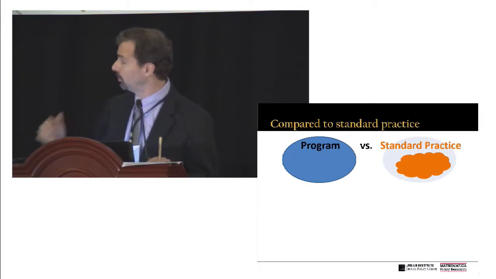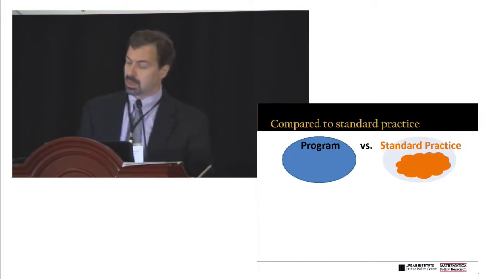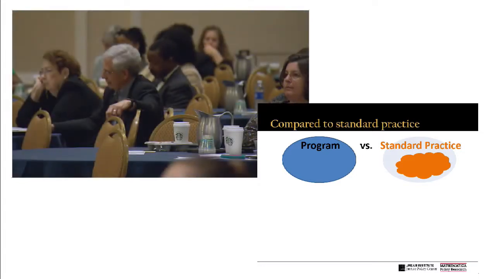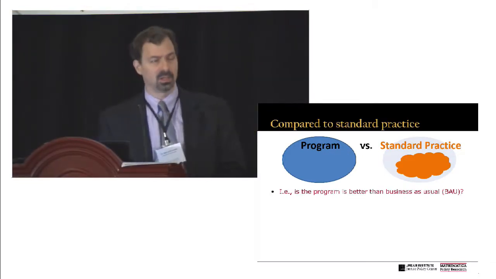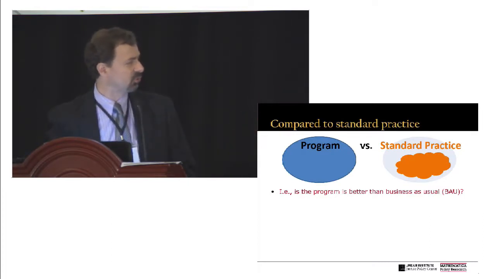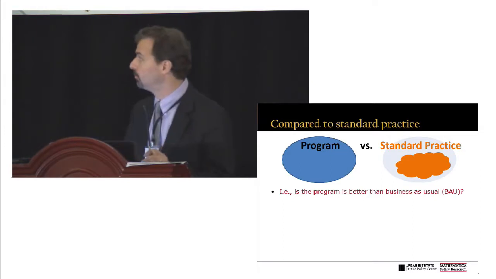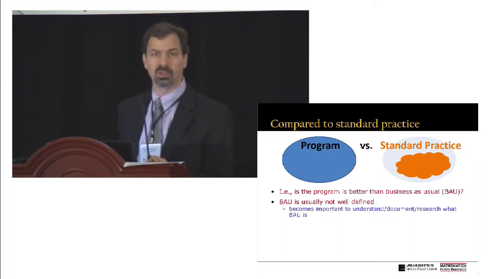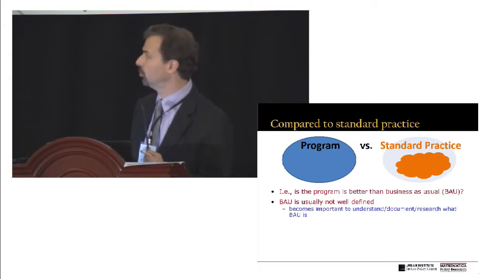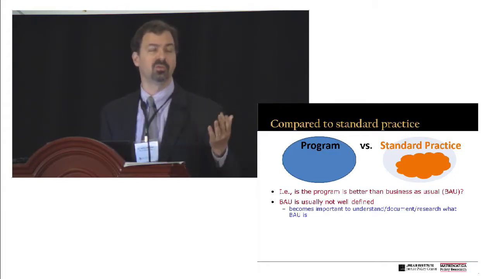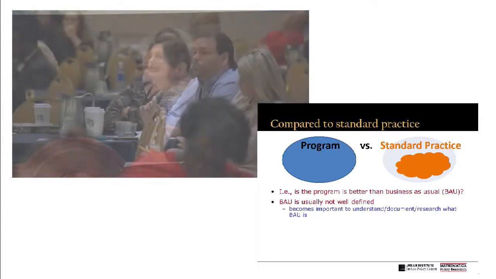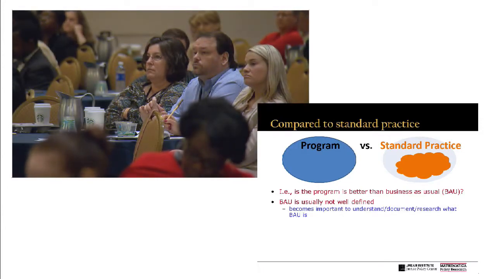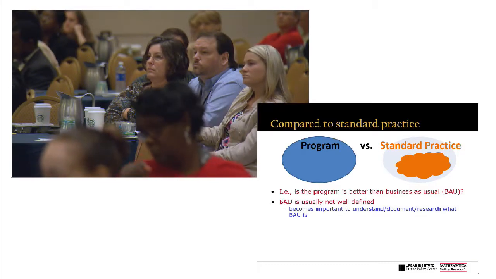Okay, another answer: compared to standard practice. Here, the program again is represented by the blue circle. Standard practice is this fuzzy bordered orange thing. And implicitly, some of the speakers assume that that's what we would be doing in an evaluation. But business as usual is not usually very well defined. So if that's what you're going to do, it becomes really important to understand and document and research what business as usual is. Otherwise, even if you find out the program has better outcomes, you really don't know what that means. What changed? Now, I don't know if you can see, can you see the light blue circle behind the orange cloud? Yes? Okay, good.